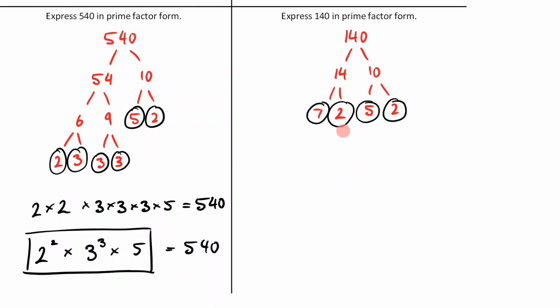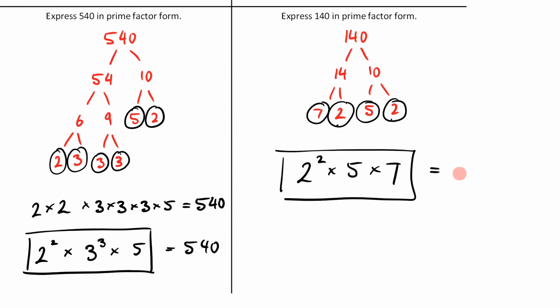If I want to do it really quickly, I could say I have 2 2s, so that's 2 squared. I have 1 5, I have 1 7. That's my prime factor form. That is going to be equal to 140. And we're done. That's how we would do prime factorization.